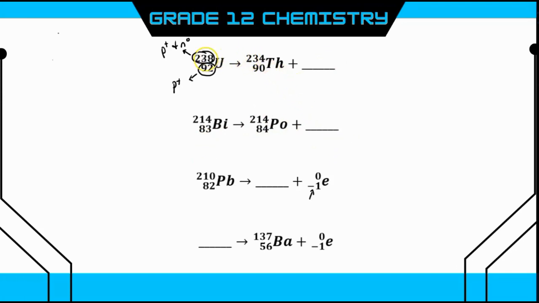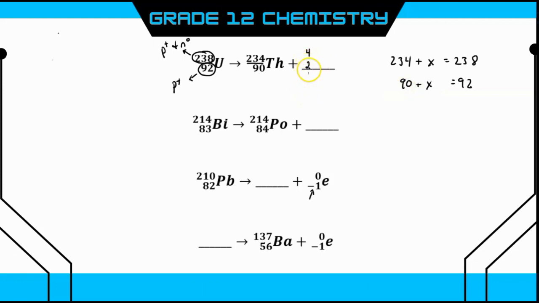So if we look at the first one, we start with 238, and that gives us 234 plus what number do we have to put in here? So 234 plus what will give us 238? The answer is 4. And in the bottom, we have 92, and 92 gives us 90 plus what? So it's got to be a 2.